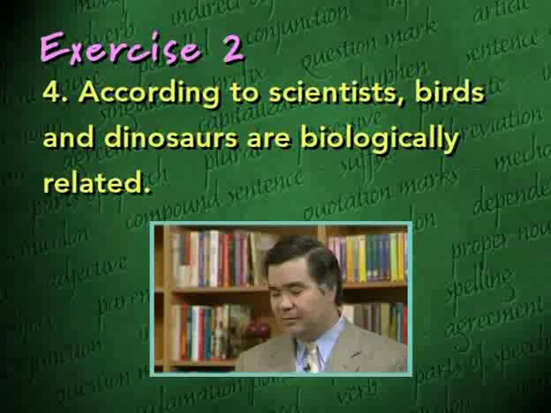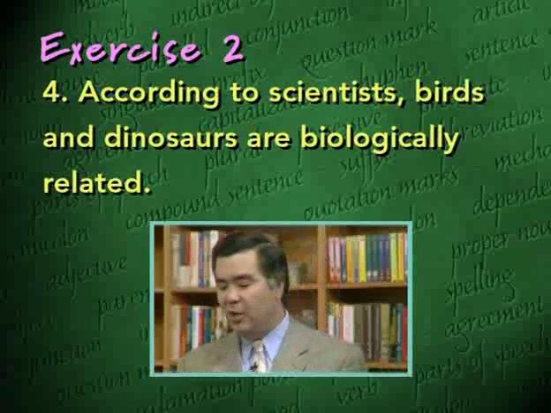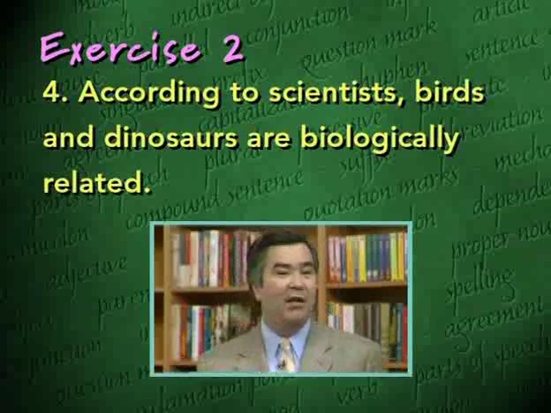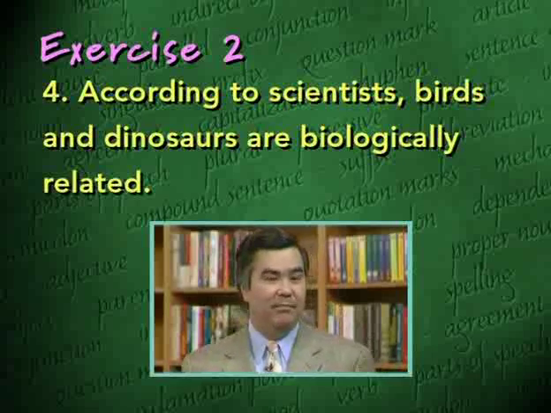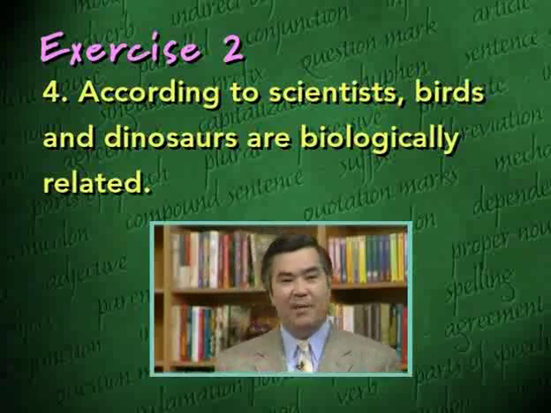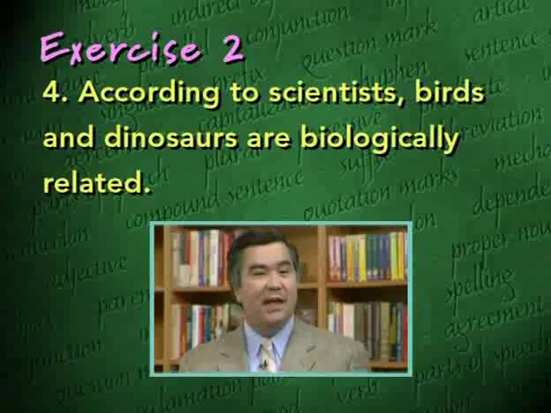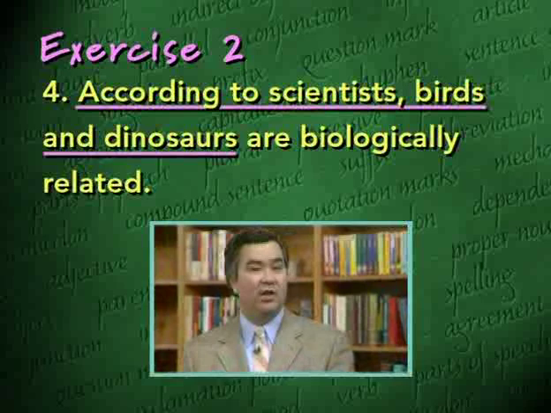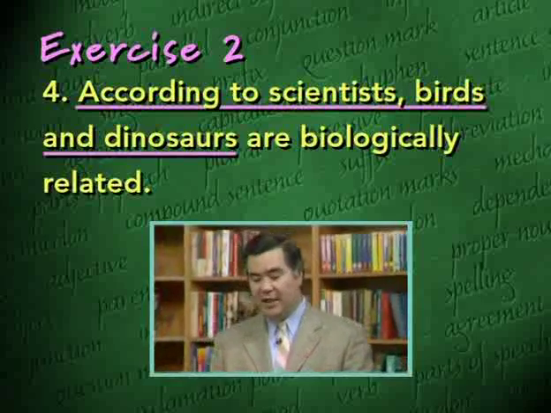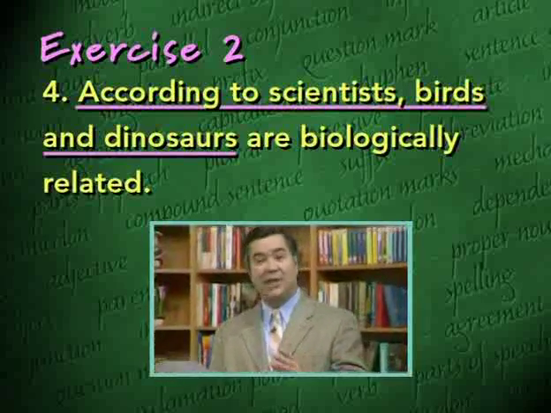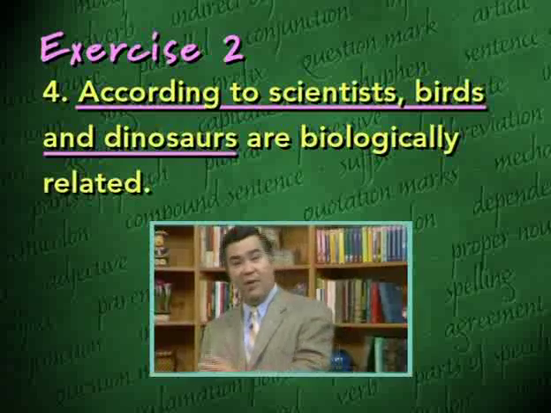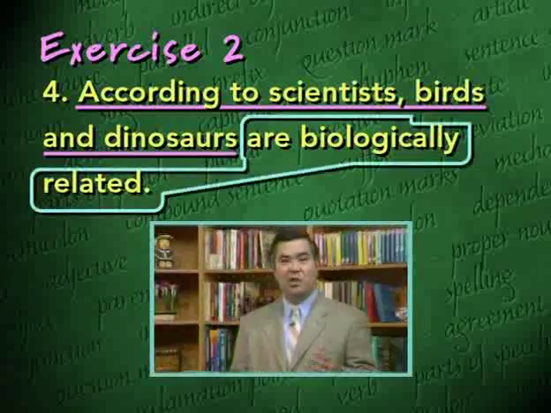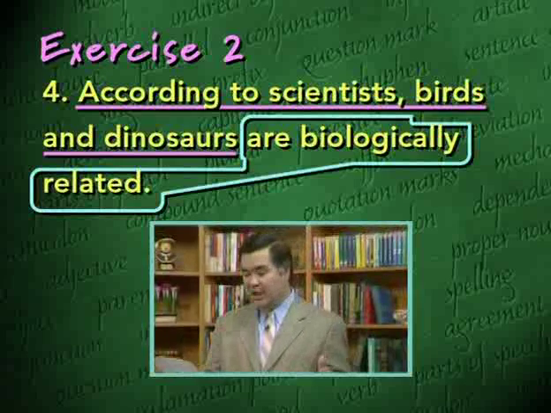Next example. According to scientists, birds and dinosaurs are biologically related. Where would we divide the subject and the predicate in this case? In this sentence, the subject is everything up through the word dinosaurs. So the subject is, according to scientists, birds and dinosaurs. The rest of the sentence is the predicate. It tells us what the subject is or does.